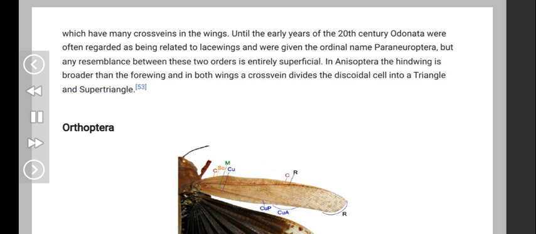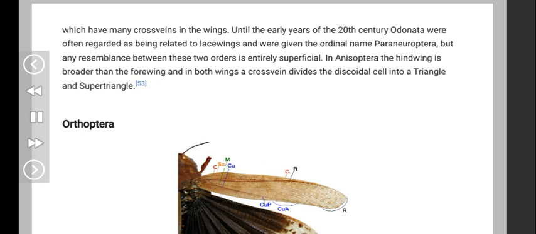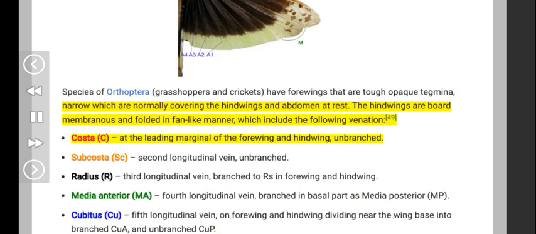Orthoptera. Species of Orthoptera, grasshoppers and crickets, have forewings that are tough, opaque, narrow tegmina, which normally cover the hind wings and abdomen at rest. The hind wings are broad, membranous and folded in a fan-like manner, which include the following venation.